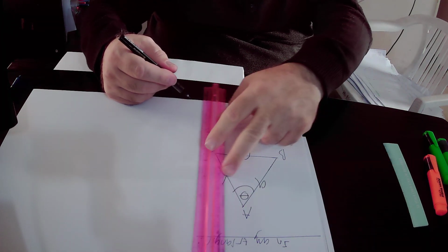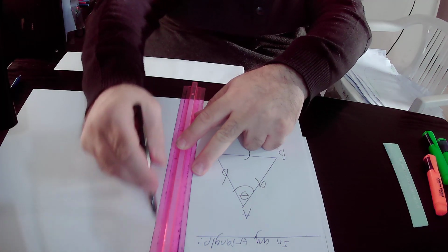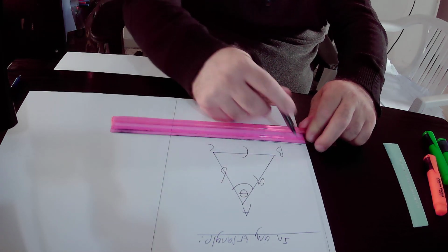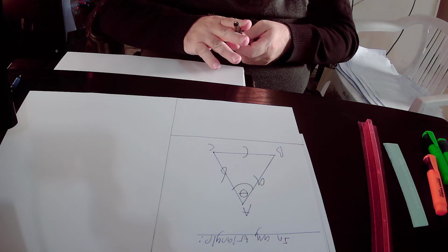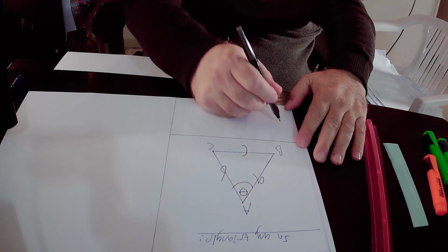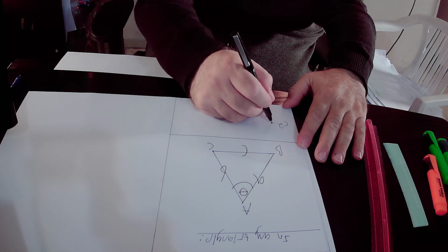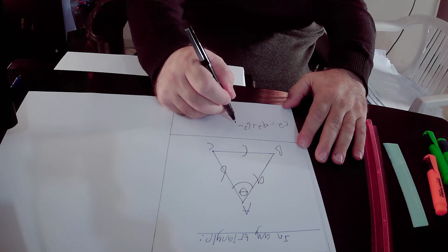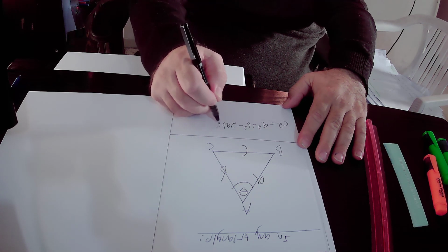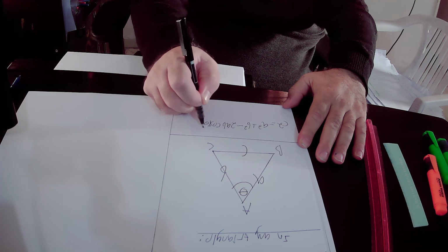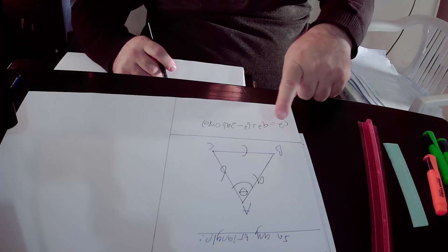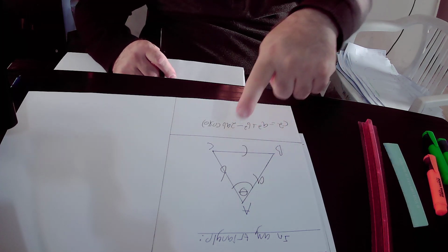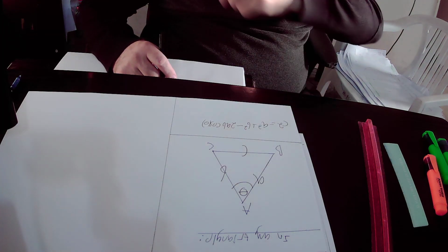Then the following equation is true for triangle ABC, that could be any triangle: c squared equals a squared plus b squared minus 2 times a times b times cosine theta. I'll repeat again, in this triangle ABC, c squared equals a squared plus b squared minus 2 times a times b times cosine theta.